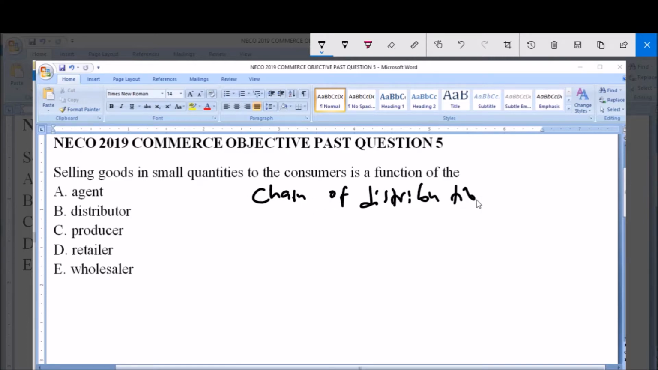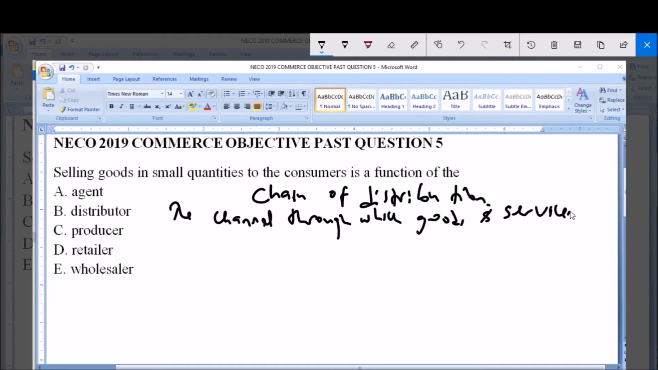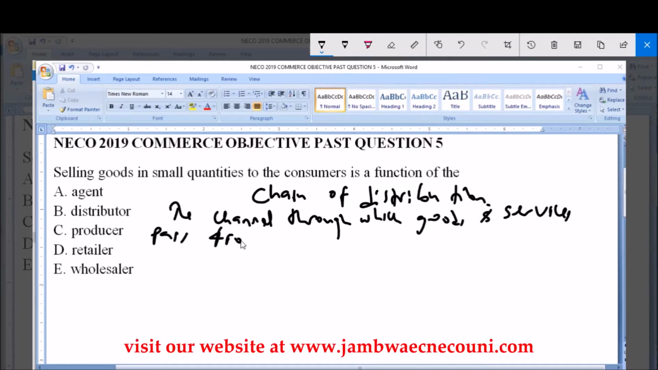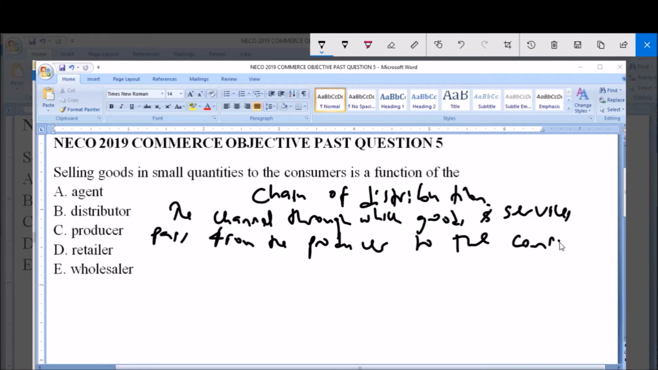So this concept is the chain of distribution. The chain of distribution refers to the channel through which goods and services pass from the producer to the consumer. So that channel through which goods pass from the producer in order to get to the consumer is known as the chain of distribution.